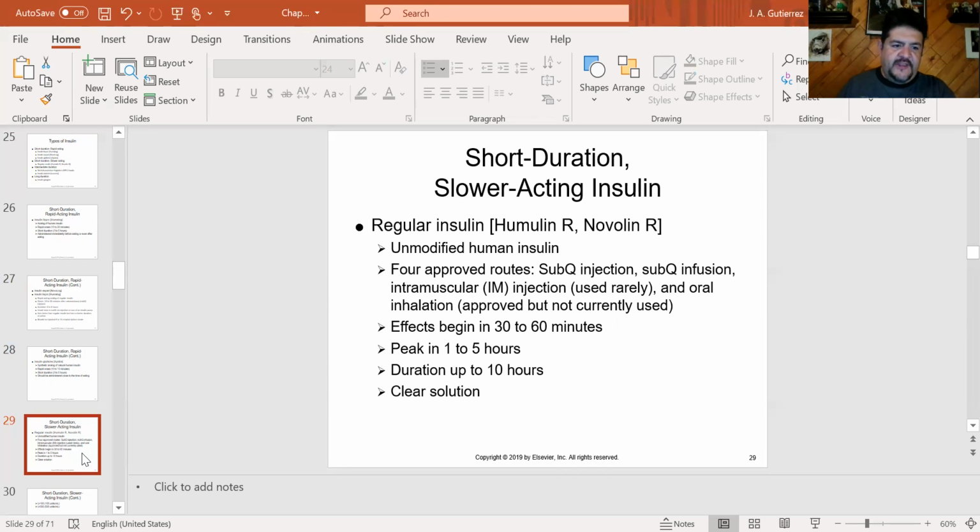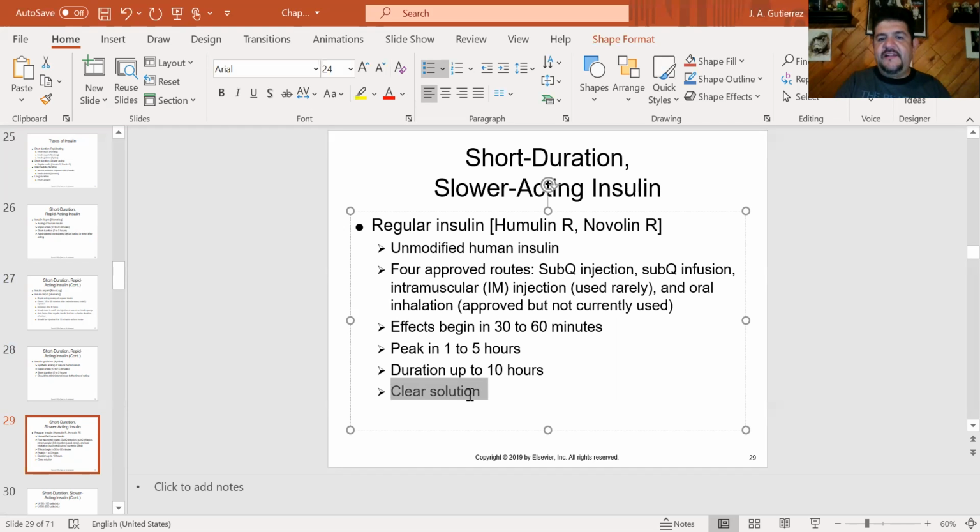and that can prevent the constant injection of breaking of the skin for diabetic patients. Regular insulin takes around 30 minutes to 1 hour to start working, peaks between 1 and 5, and lasts 10 hours. The highlight of this type of insulin is that it's a clear solution. Okay, don't forget that one. Regular insulin is clear.